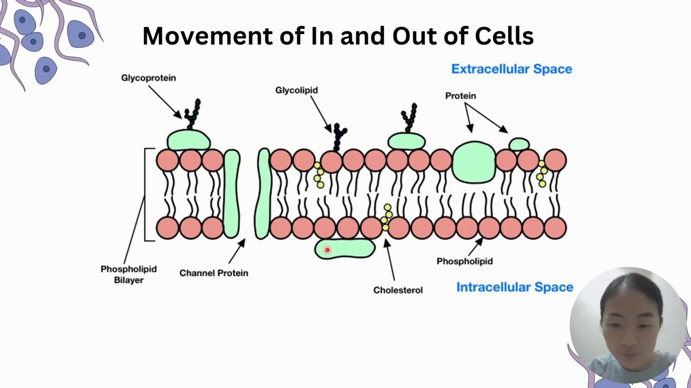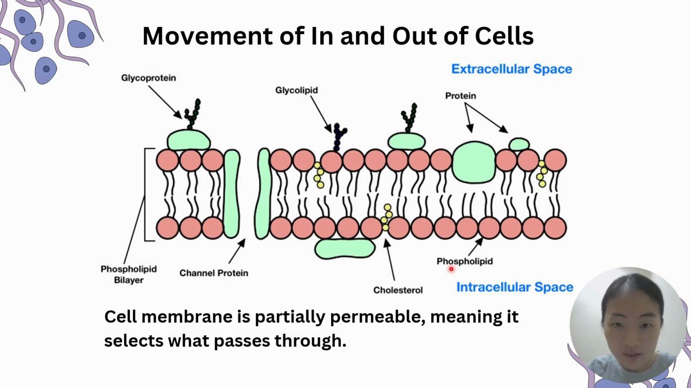Another thing is cholesterol. This cholesterol molecule is present between the phospholipids. The cell membrane is partially permeable. So it means it will select which particles are able to pass through and which particles are not able to pass through them.